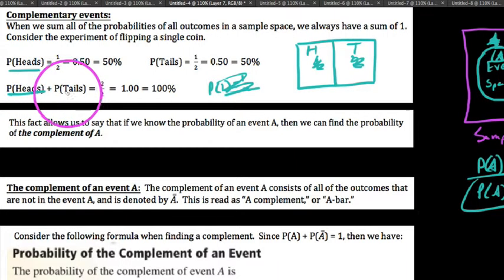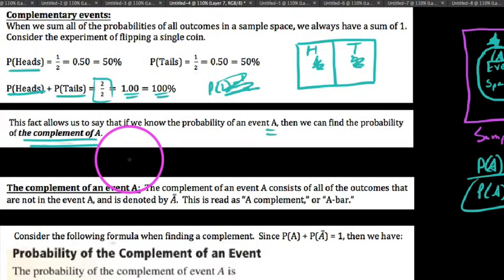If you were to take the probability of heads and add it to the probability of tails, in other words, add up all the probabilities of all of the possible outcomes in the entire sample space, then you would have 2 out of 2 in this case. But all of the time, in every possible case, you're going to have 100% of your stuff. So that fact allows us to say that if we know the probability of an event A occurring, then we can find the probability of the complement of A.